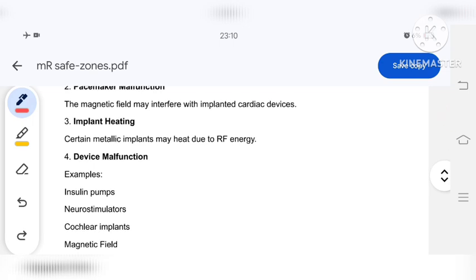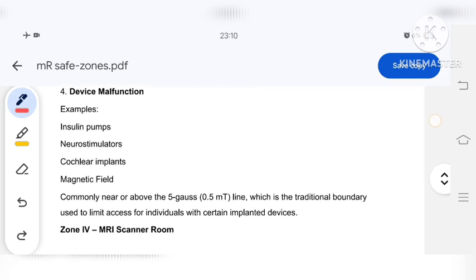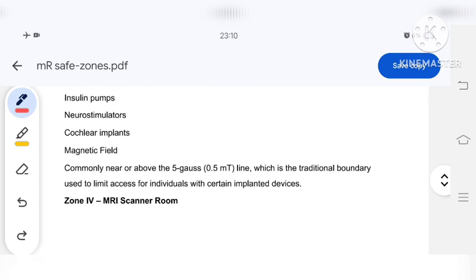Implant heating. Certain metallic implants may heat due to RF energy. Radio frequency excitation causes some heat formation if the patient has any metallic implant. Device malfunction, for example insulin pump, neurostimulator, cochlear implant, etc.